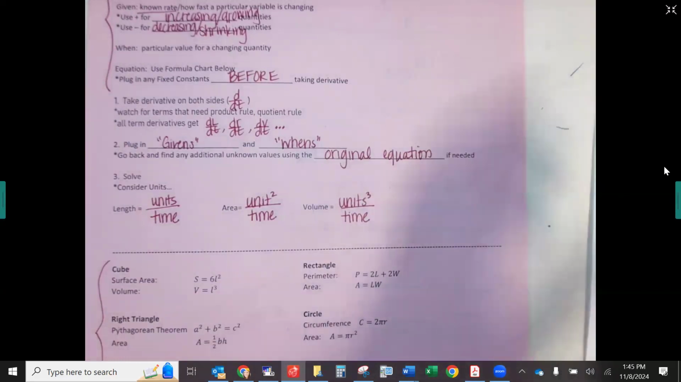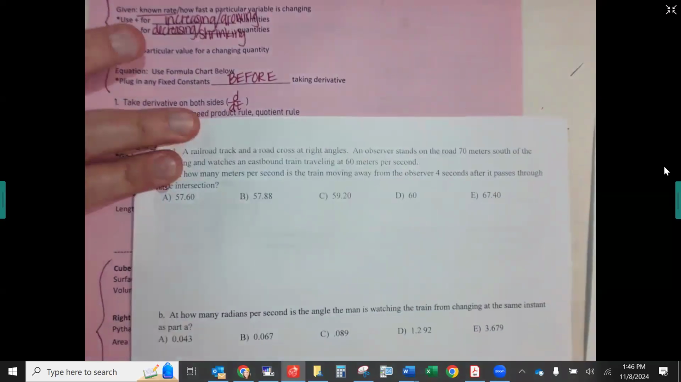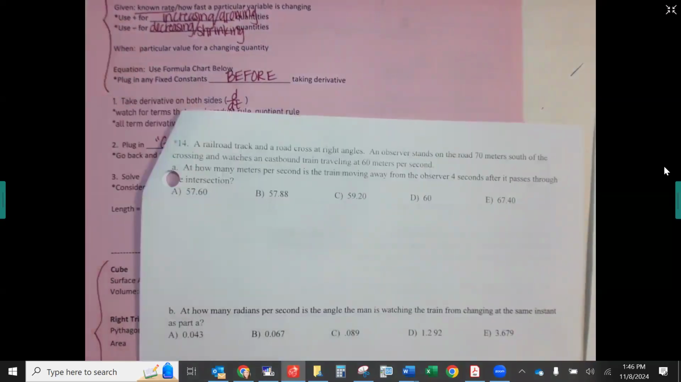Okay, when you're ready, your packet's numbered kind of crazy, but find number 14 with an asterisk on it. We're going to do this one. Like at 14. I know, I think there's multiple, but it is. Okay, and then if you don't have a calculator, we go get one.